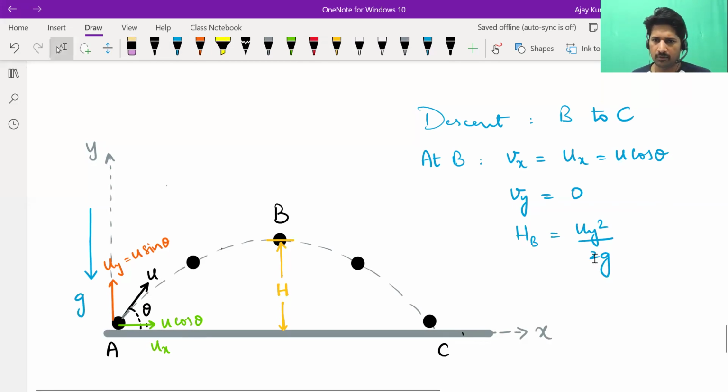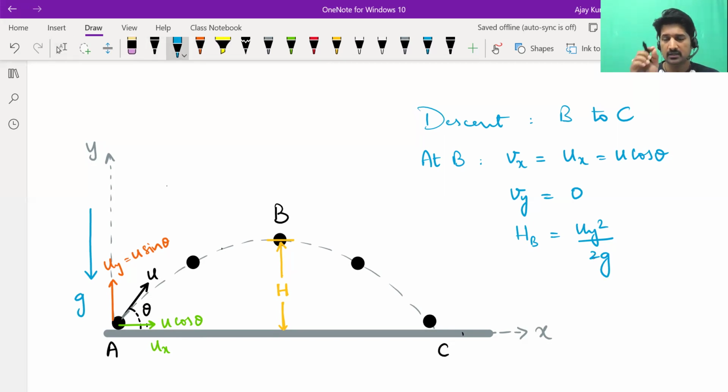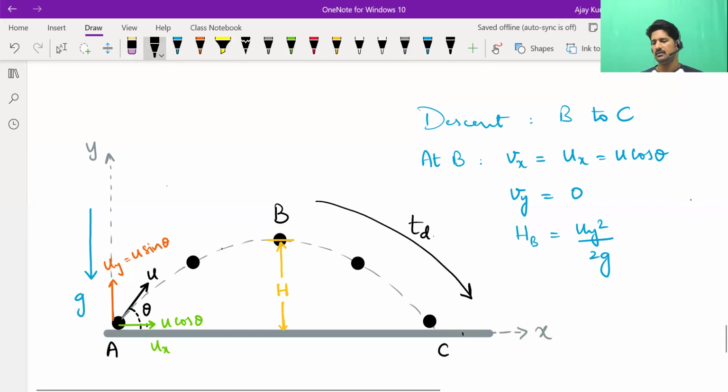Okay, so we know a few things about B. Now see, for descent, B is the starting point. So we know the initial velocity for descent, because if you know the velocity at B, it means you know the initial velocity of descent. Okay, and we also know from what height the descent is beginning. Now tell me this, anyone, which equation can be used to find out the time taken to go from here to here? That is what we need now, the time of descent. Which equation can you use?